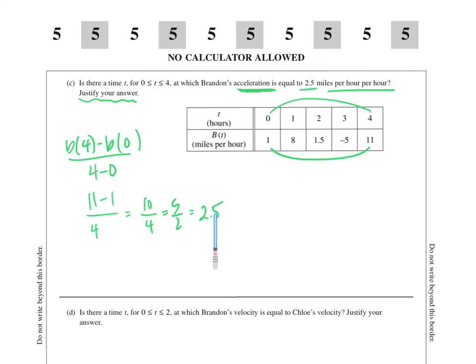Now it says, is there a time where his acceleration is equal to 2.5 miles per hour? Before I even did this, what I just did is I used the mean value theorem. But we can't use the mean value theorem until we're sure that my function, b, is continuous and differentiable. Because we know that Brandon's velocities are differentiable, therefore his function is continuous, that's why we can apply the mean value theorem. The mean value theorem says that there will be at least one time that his acceleration will be equal to the average slope of his velocity over the interval, which we just found.